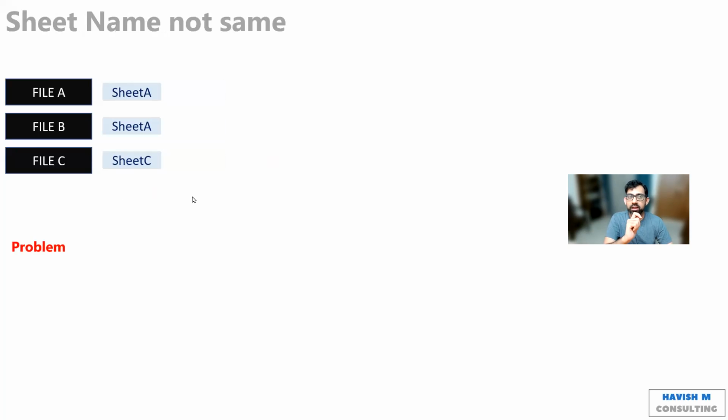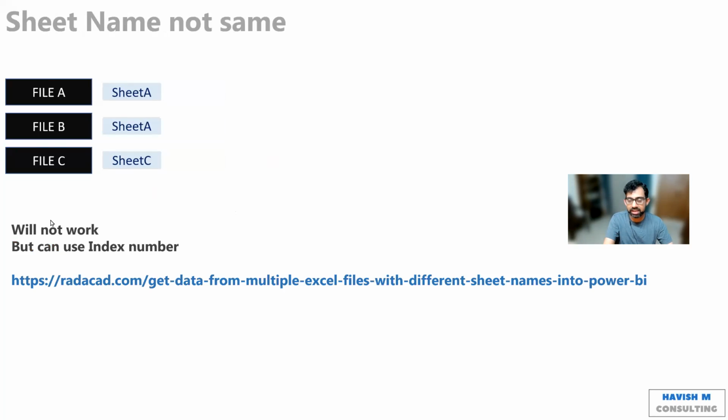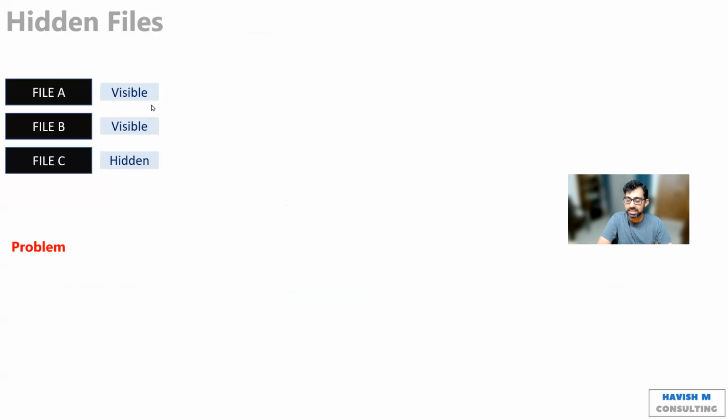Okay, what about when the sheet is visible, there is only one sheet, but the name of the sheet is different? Will it work or not? By default, it doesn't work. Of course, everything works with the customized approach, but by default it doesn't. But you can always use the position number. You can say, don't go to the sheet called sheet A, go to the first sheet in my workbook. Okay, what about hidden files? What if the file itself is hidden in that folder? What will happen there?